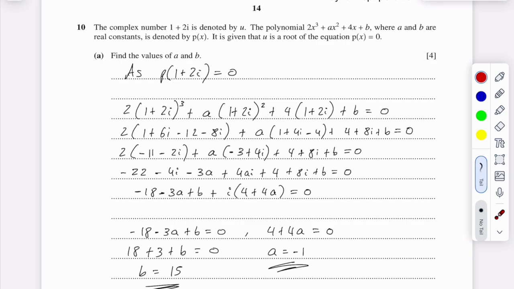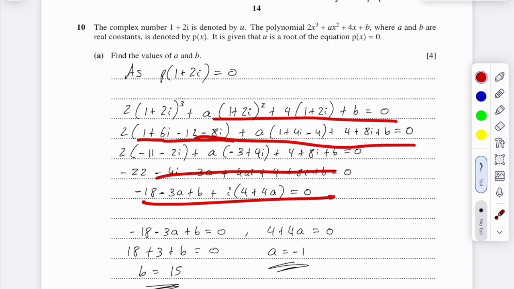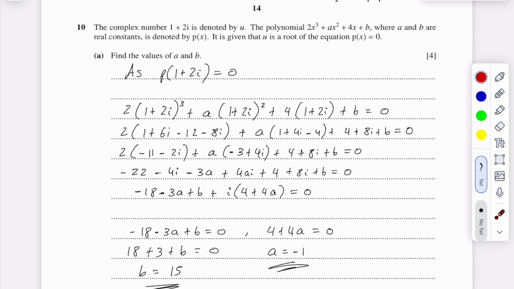Therefore, as we've got that value for u, you can then plug it back in here. Sorry, plug it in for x here. Equals 0. Plug 1 plus 2i in, and equate it to 0. And we get these values for a and b.